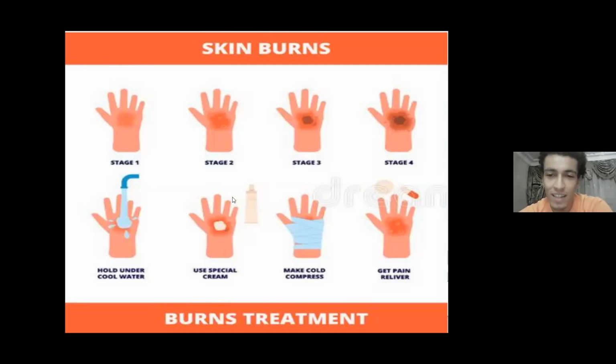And we can make a bandage around it, especially if it's a child or someone who might pop the blister or the bullae. The third stage and the fourth stage are the same one. We talked about how it reaches the bone or muscle. So I will remove any clothes or jewelry and take the patient immediately to the hospital. So the burns are clear.